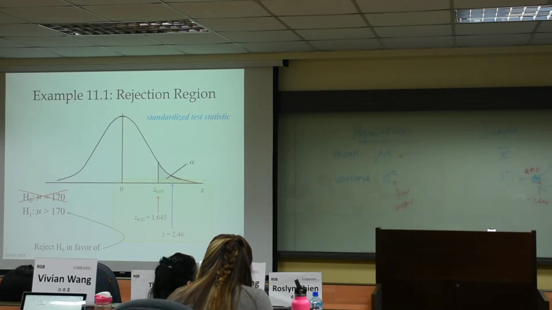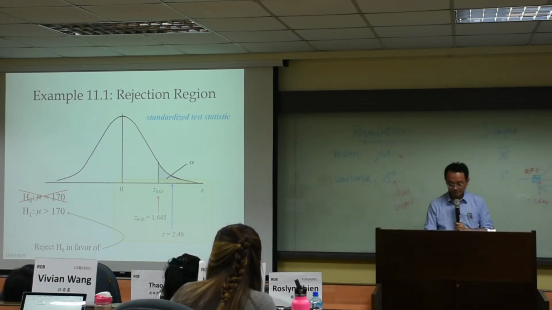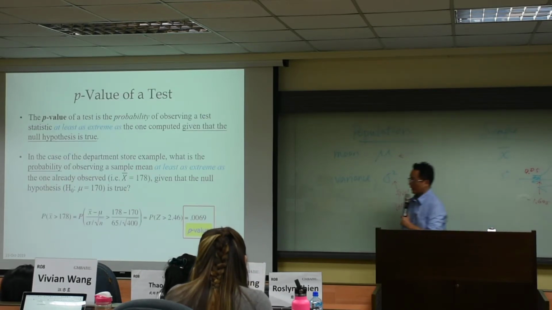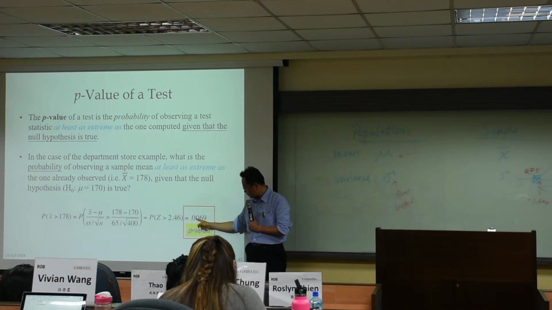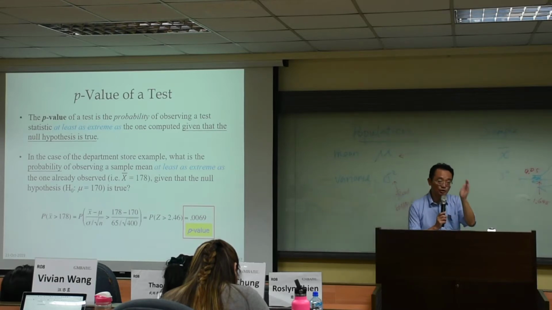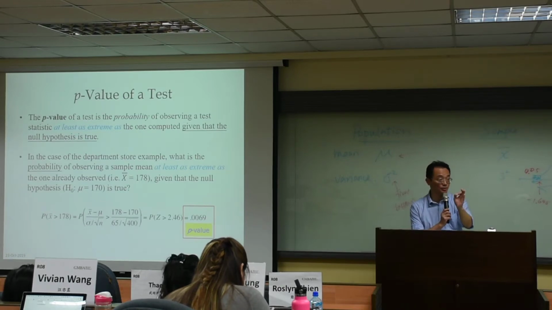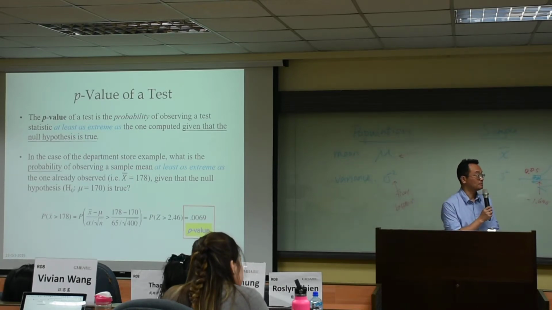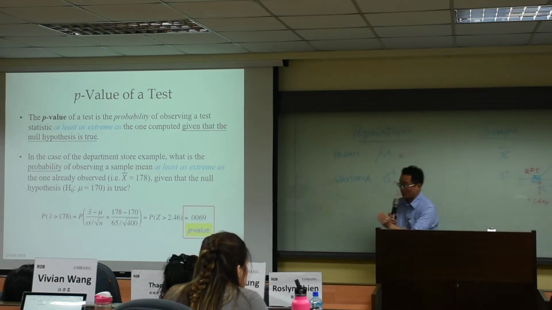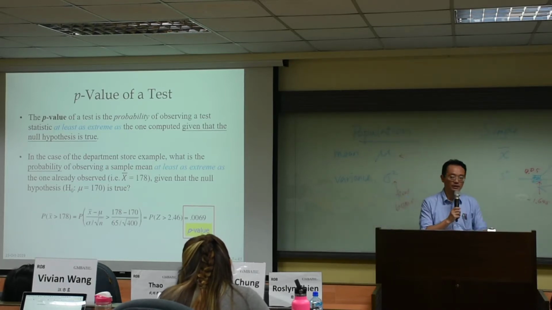If I have 2.46 here, then this is the probability. This is the p-value. Okay, so p-value is a probability. It is the tail probability of your sample if your null hypothesis is true. Okay, so p-value here is 0.0069. It's very small. It means that you have only 0.007 of probability to see such a sample if your mu equals 170. Okay, so it means that the probability is very low, right? So you can confidently say, well, the null hypothesis is incorrect, I reject it.